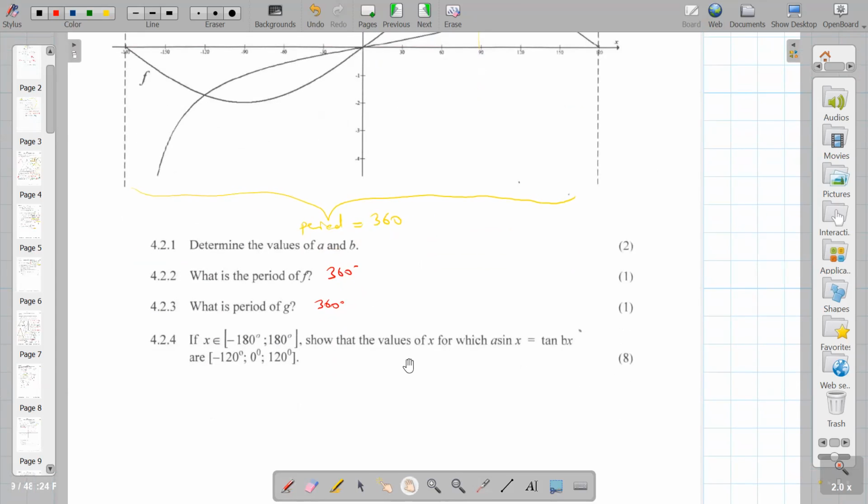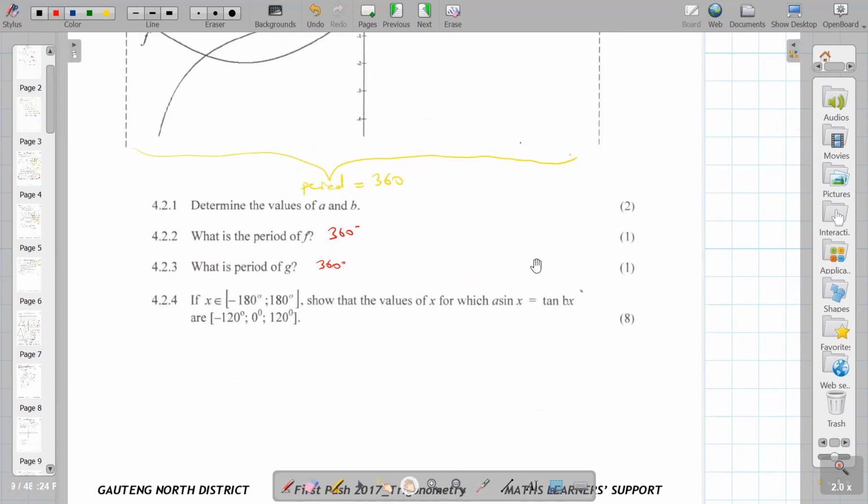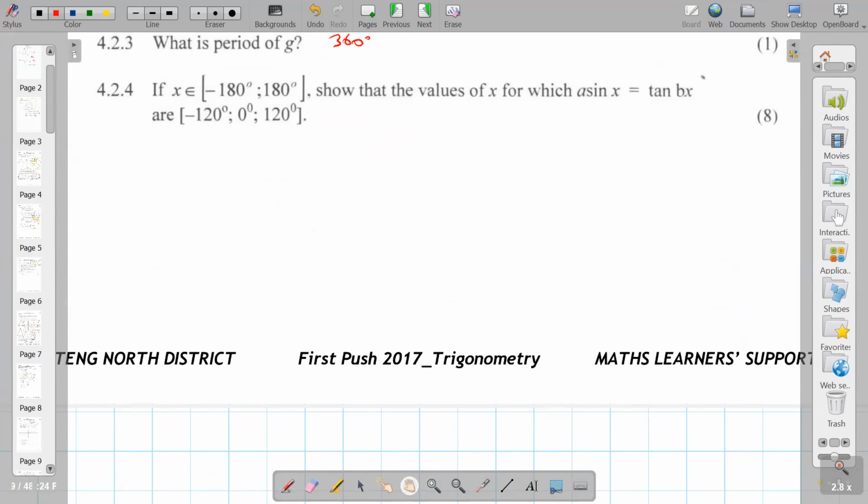Last one, 8 marks. Show that the values of x for which, okay, x is between minus 180 and 180, and they want us to solve the equation. So what was the equation now? 2 sine x over tangent x over 2. For 8 marks, they want us to do that. They actually gave the answers. So how can we solve this? Basically, 2 sine x is equal to tangent x over 2.